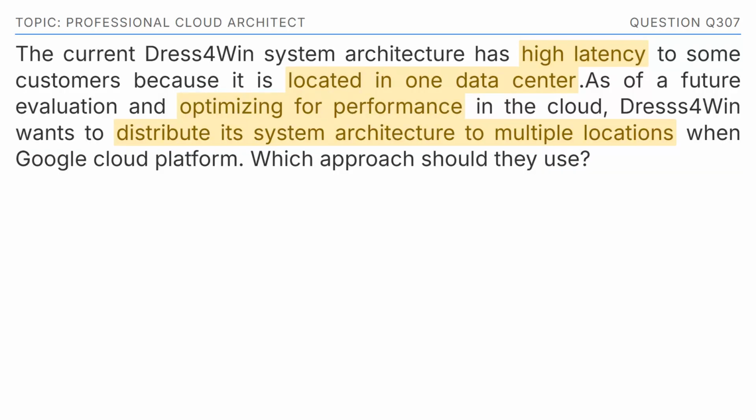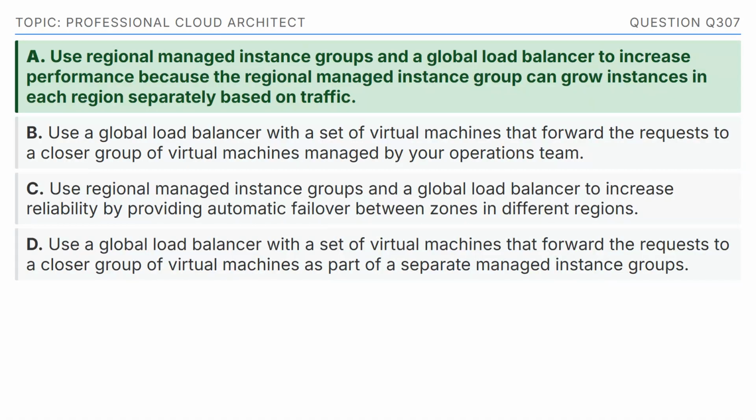To arrive at the correct answer, we focus on the keywords: high latency, located in one data center, optimizing for performance, distributed system architecture to multiple locations. Correct answer is option A. Use regional managed instance groups and a global load balancer to increase performance because the regional managed instance group can grow instances in each region separately based on traffic.